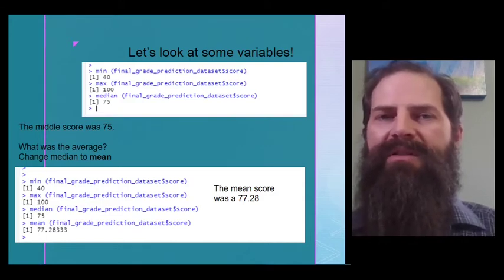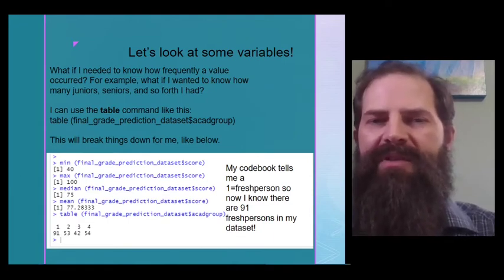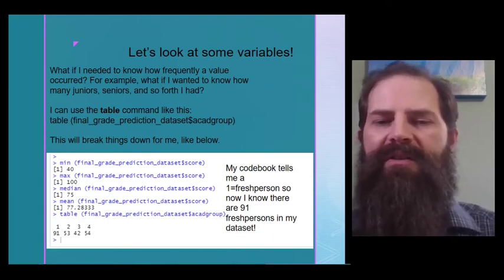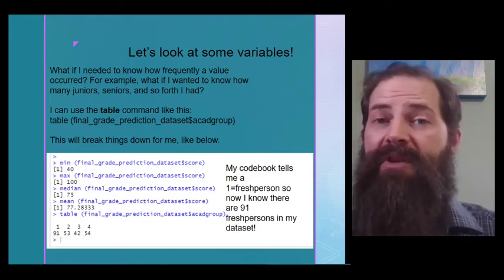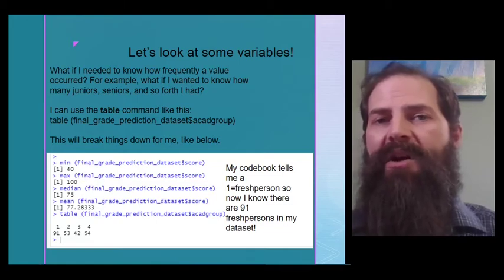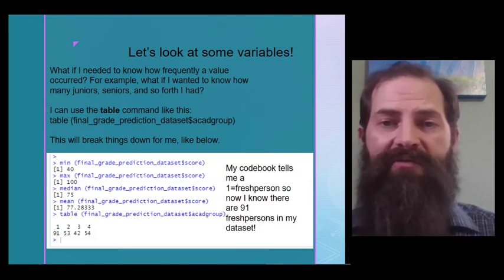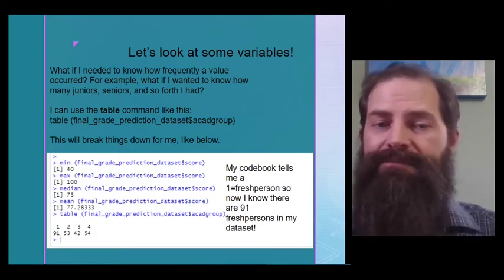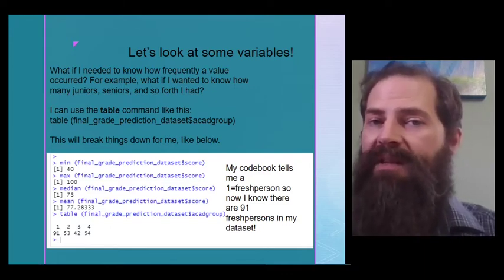What if we want to learn about some of the variables and what we can learn about them? So for example, there's a variable in there that's called a CAD group. Now, a CAD group tells us if a person was a fresh person, sophomore, junior, or senior. What if I need to know how frequently those people are represented in this data set? Or maybe even if I wanted to know how many people got a 40 and how many people got 100. Well, we can use a command called table to do that very same thing.